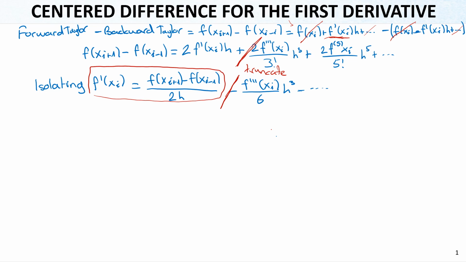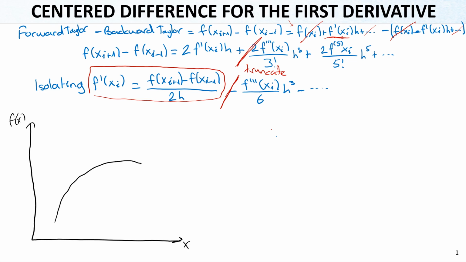And we can show this graphically again. Let's draw the graph here: f(x) versus x, and the function is like this. This is xi minus 1, this is xi, and let's say this is xi plus 1. For this one we need xi minus 1 and xi plus 1 to predict at xi. So two pieces of information are needed. In the forward difference we only needed xi plus 1. In the backward difference we only needed xi minus 1. But in this case we need both of them. That can be considered a disadvantage because we need more information.